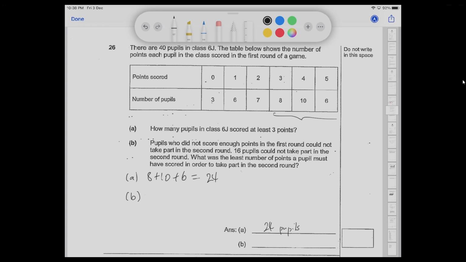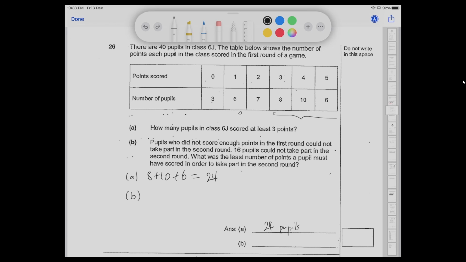The strategy here is just to add, right? The first level we have 3. 3 is not 16, so let's move on. 3 plus 6 is 9. 9 is also not 16. So 3 plus 6 plus 7, that's 9 plus 7. Oh, that's 16. It matches exactly. So we know that the cutoff point is here, because these 16 pupils can't take part in the second round.